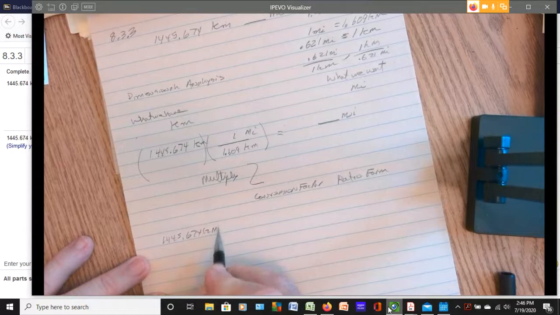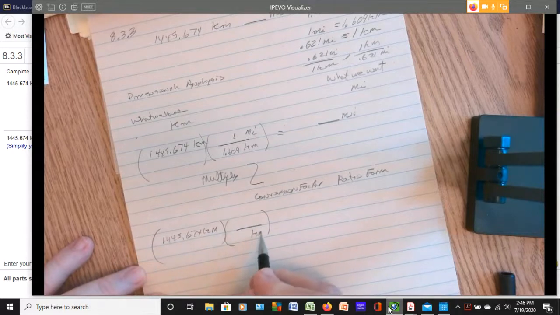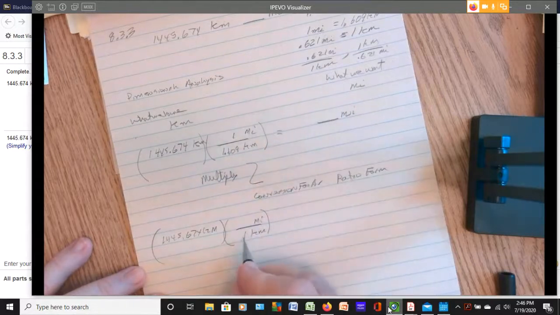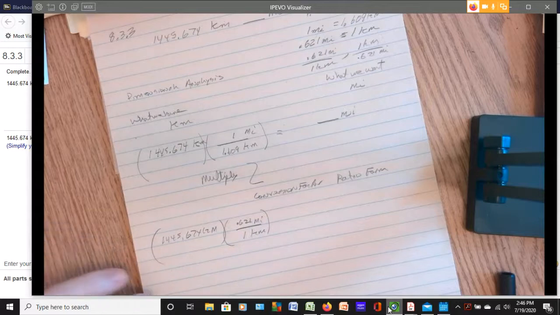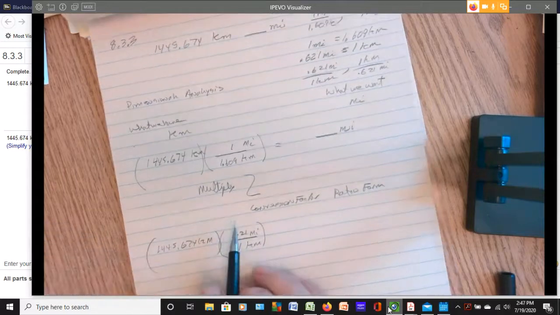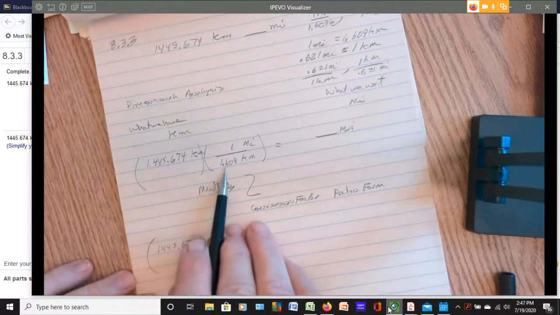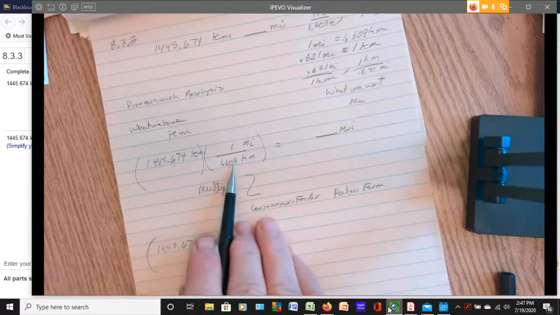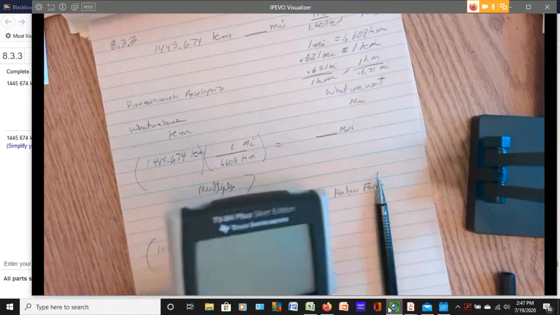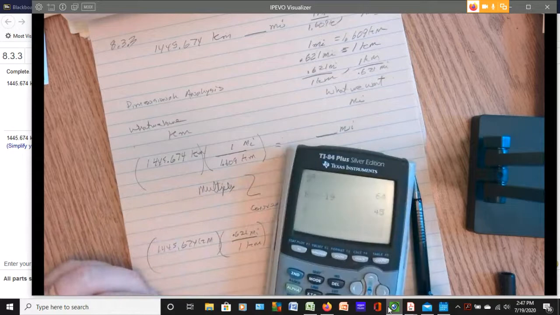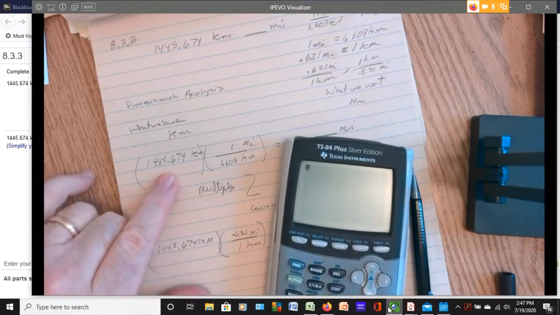Or, and I haven't done the answer yet, or I could say 1,445.674 kilometers. I need a conversion factor that cancels out the kilometers, and let's use this one. So now do you see what happened here? It's pretty clear that in this approach, I'm going to divide by 1.609. All right, so let's go ahead and do that. You ready?